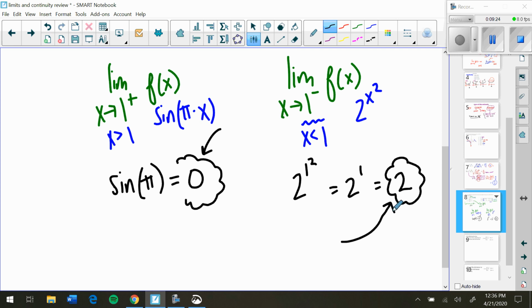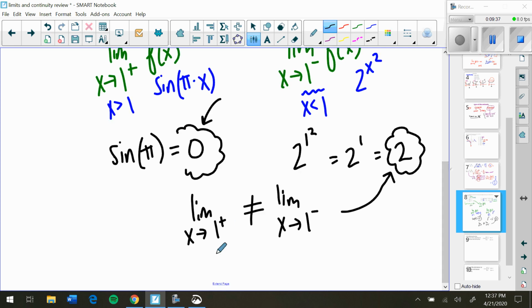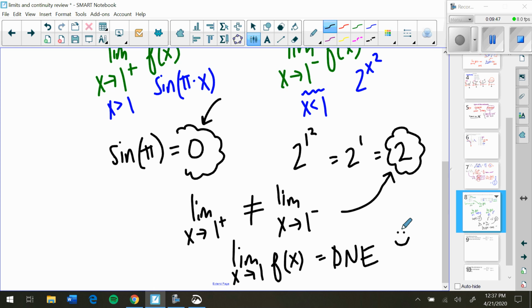From the negative direction, we are approaching 2, because the limit as x approaches 1 from the positive side does not equal the limit as x approaches 1 from the negative side. The limit as x approaches 1 of this function does not exist. Yay.